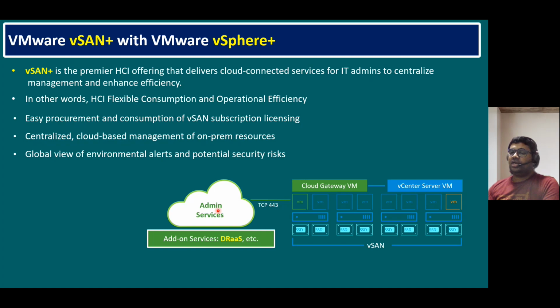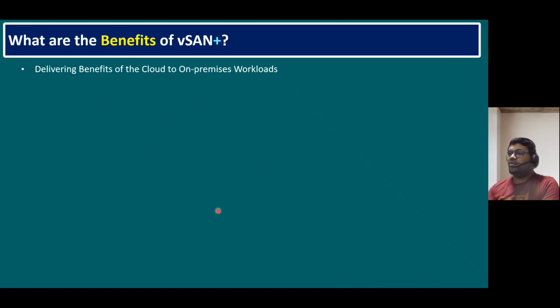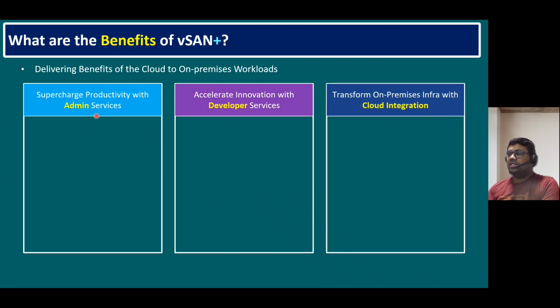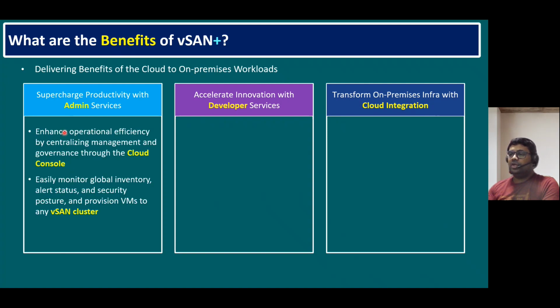Okay, now let's try to understand the key benefits of VMware vSAN Plus. Same as VMware vSphere Plus, vSAN Plus also provides three high-level cloud services: admin services, developer services, and cloud integration, that means add-on services. It delivers the benefits of cloud to on-premises workloads, which includes enhanced operational efficiency by centralizing management and governance through the cloud console.